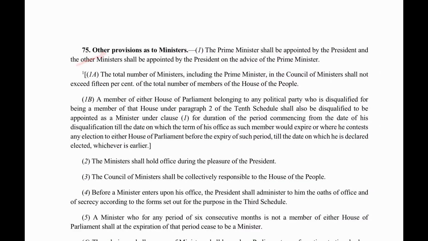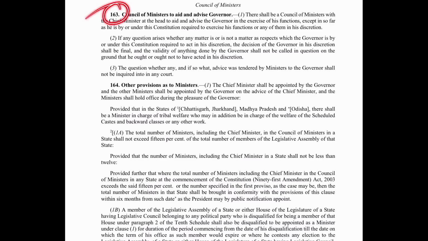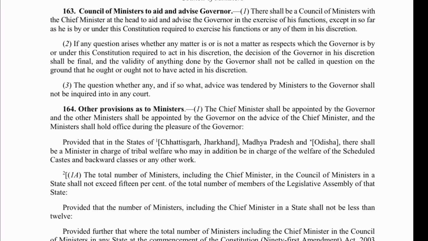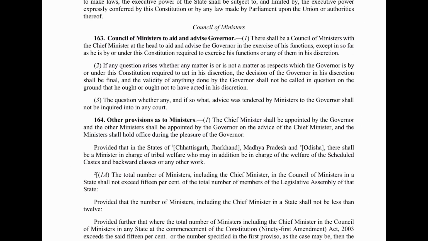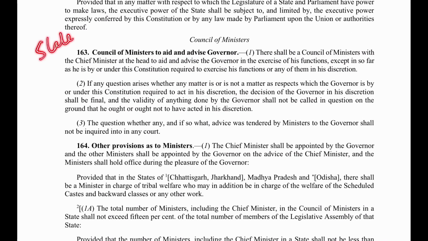Next is 75, which we don't need to do right now. Next we'll see the counterpart for this. So we will see this in the case of the Governor. The things are the same except one thing which you have already done in the discretionary power, so it shouldn't be a problem for you. Let's repeat this. It says there shall be a Council of Ministers with a Chief Minister at the head. So there the Prime Minister is the head, here the Chief Minister is the head, because we are looking at the state executive. So the CM at the head to aid and advise the Governor in exercise of his functions.